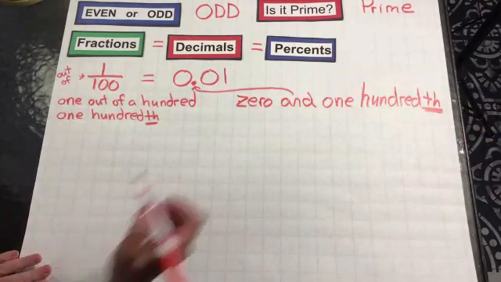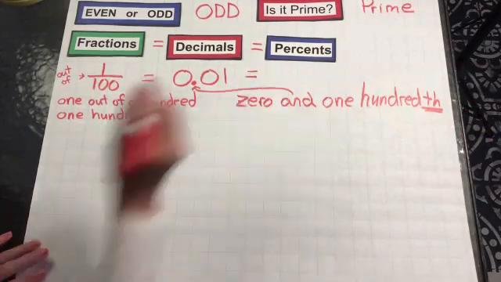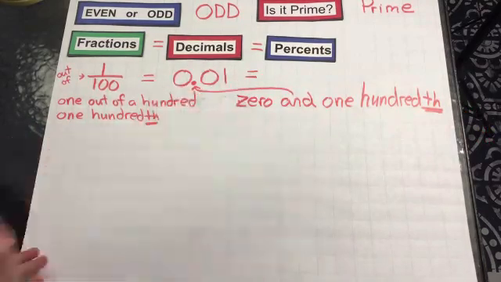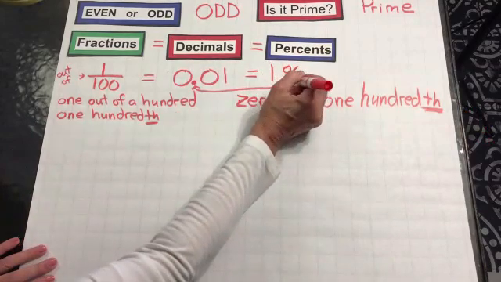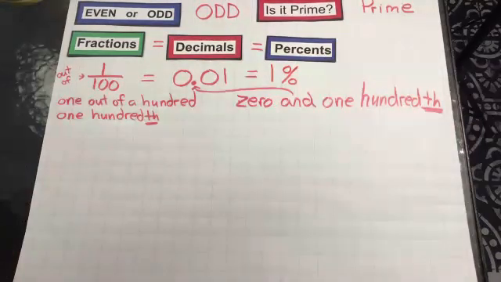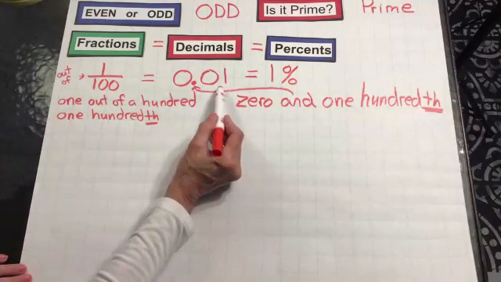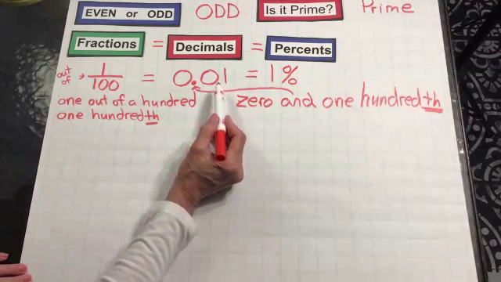All right, let's add another equal sign. And so 100th in percent would be 1%. So what that means is if you walk into a store and you're going to buy something and they said, well, they have a discount today of 1% off, that would mean you get 1 penny off of every dollar.